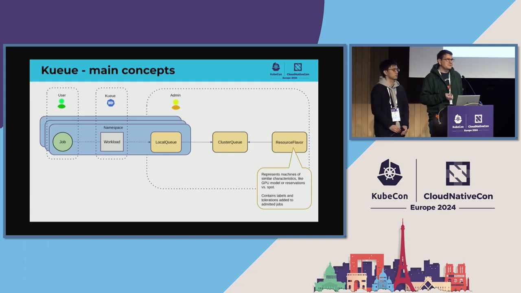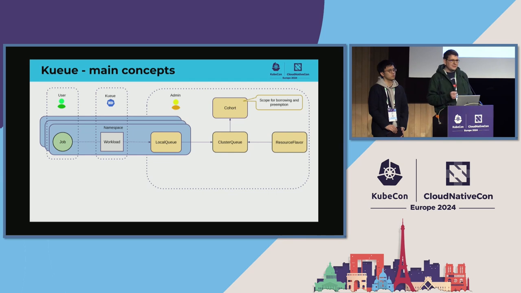So resource flavor is like an abstraction for a set of machines of the common characteristic, where one dimension of the common characteristic may be, let's say, the model of GPU that you want to use, or another may be how the machines are provisioned. Is it reservation, spot, on demand, or just like Cartesian above? Basically, a set of machines with common characteristic.